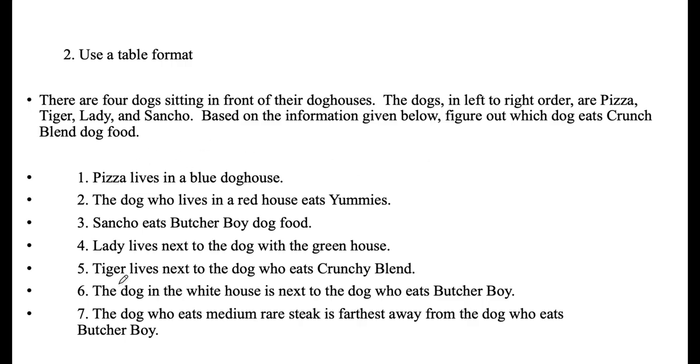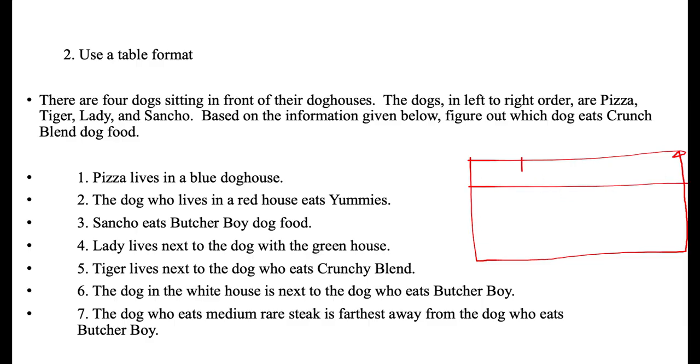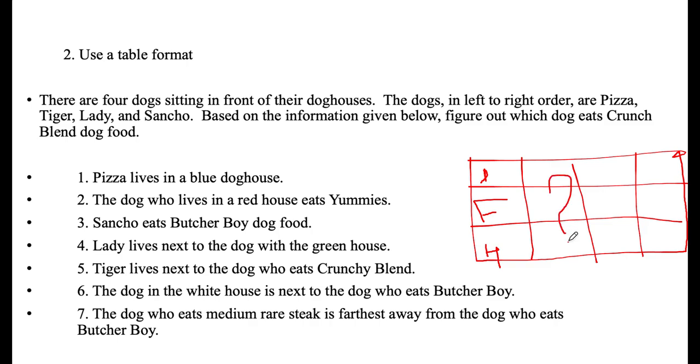Now, if you just read them all, I cannot figure it out. So what I have to do is draw a chart. I cannot draw another figure, but this will help me. Here's the solution. I will have the name of the dog, the type of food they eat, and their house name here. Now I'll write their clues here, then I'll figure out which dog eats the Crunch Blend dog food. Again, I'm not going to give you the answer, but I want you to try and find it.